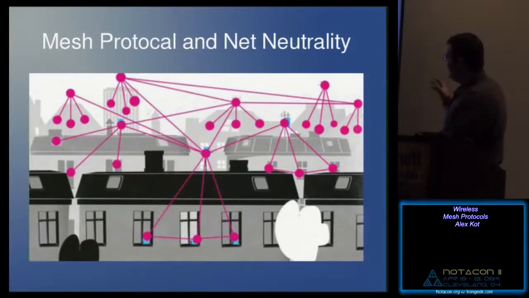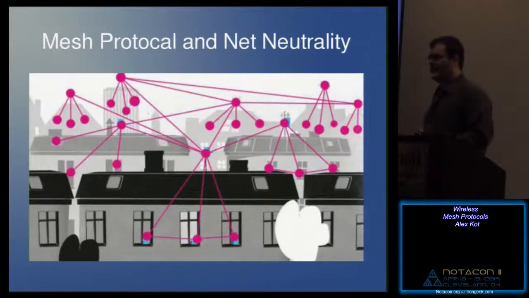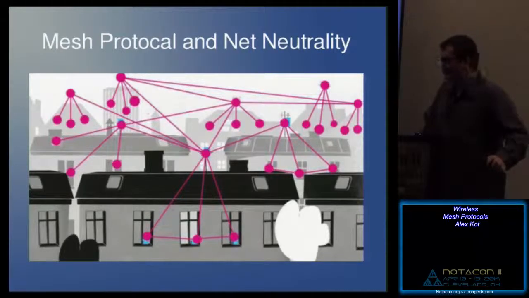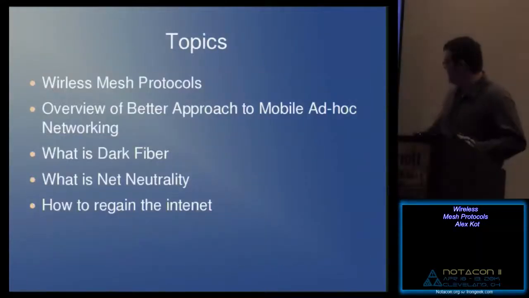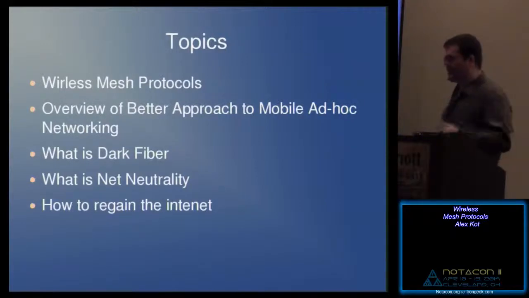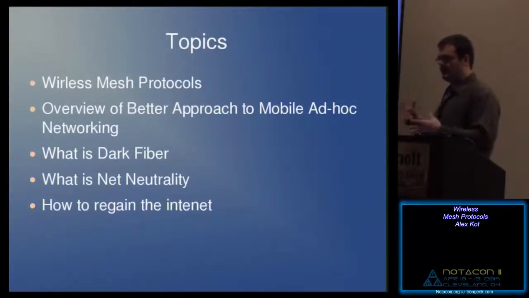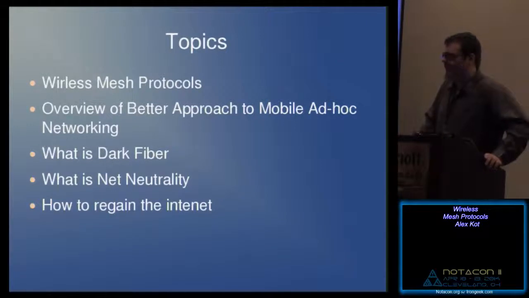So to start off, the topic is kind of short up there, but it's basically wireless mesh protocols, and in a society absent net neutrality, how it benefits. I'm going to start off with multiple topics and then branch it all together on why I'm explaining these different approaches. First is wireless mesh protocols, all the different types. Then I'm going to go into one called Batman, a better approach to mobile ad hoc networking. Then, what is dark fiber? What is net neutrality, and how to regain the internet?